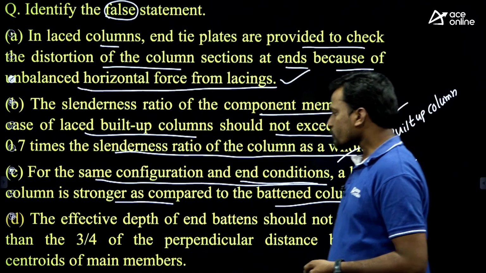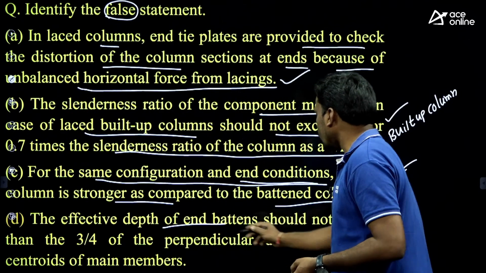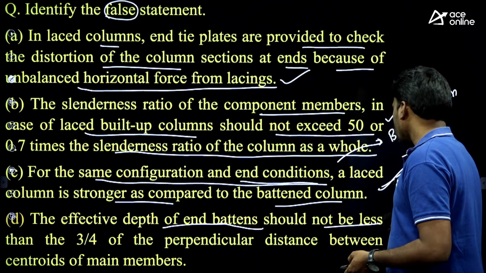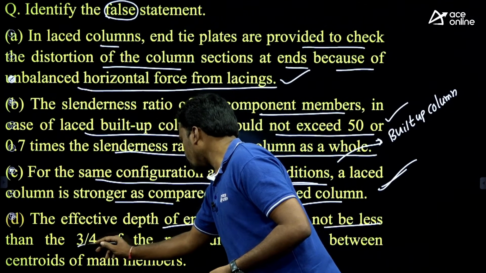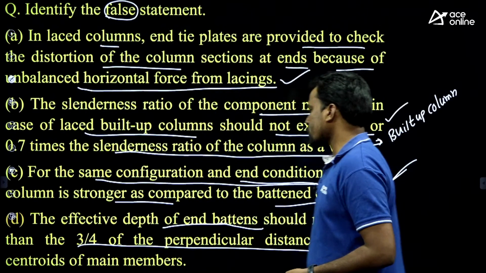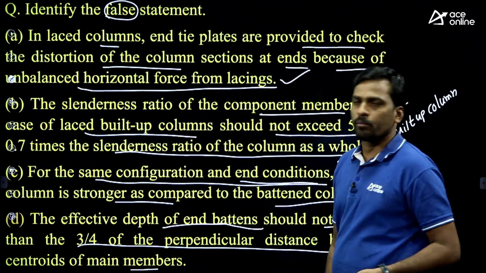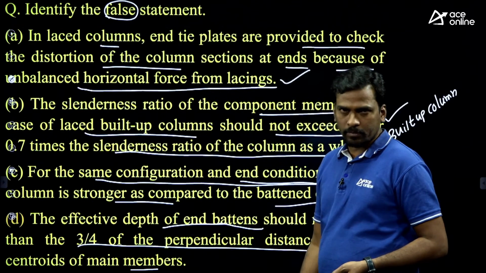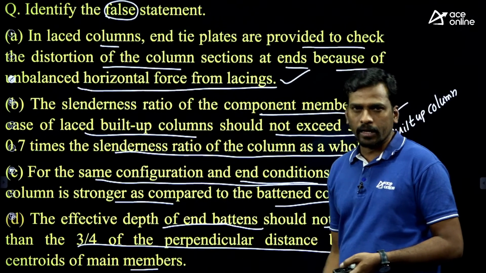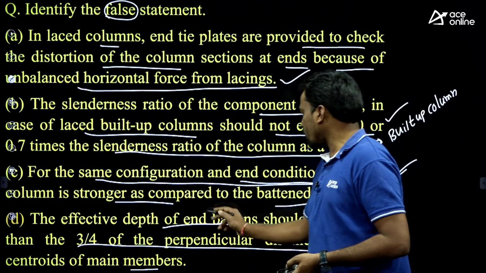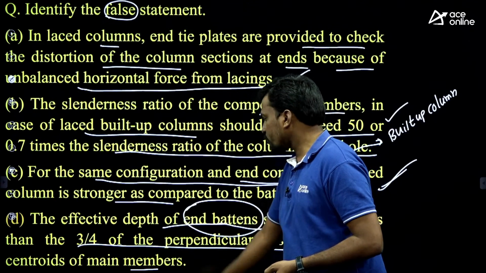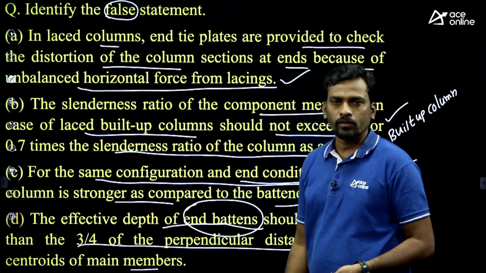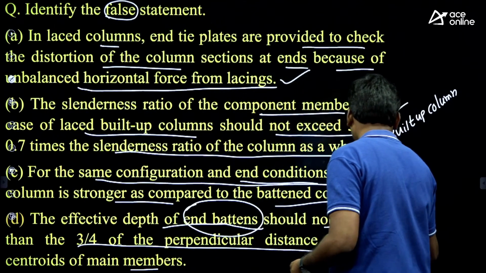Next, D: the effective depth of end batten. The effective depth of end batten should not be less than 3/4 of the perpendicular distance between the centroid of the main member. The main member is nothing but the column member. Students, I gave effective depth two values, for end batten and for intermediate batten. For end batten, it is D1 only. For intermediate battens, it is 3/4. It means this statement is incorrect.